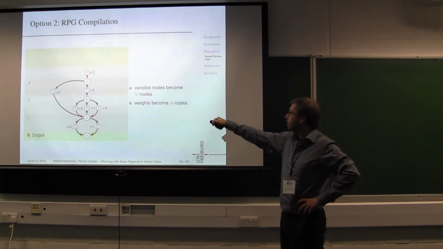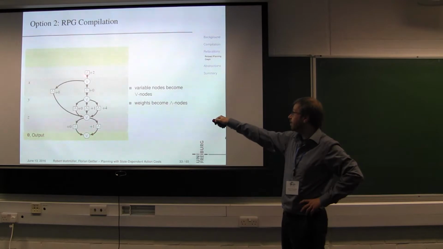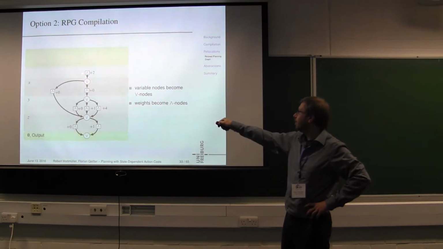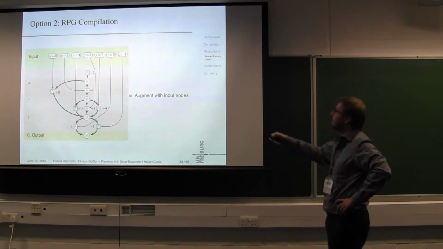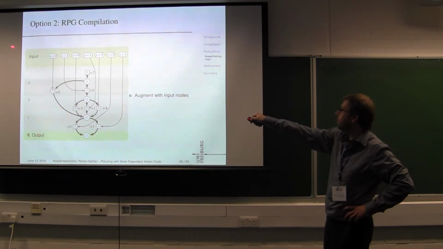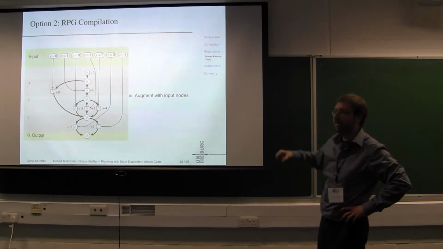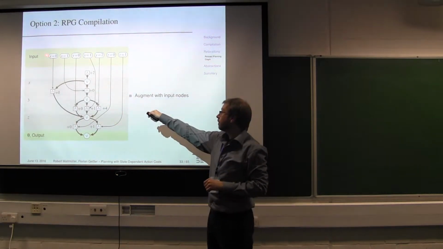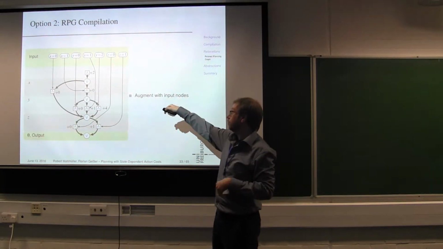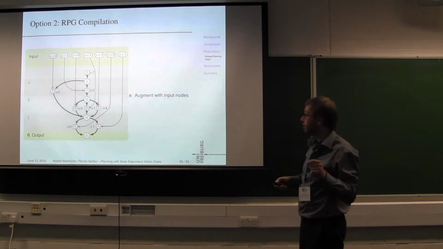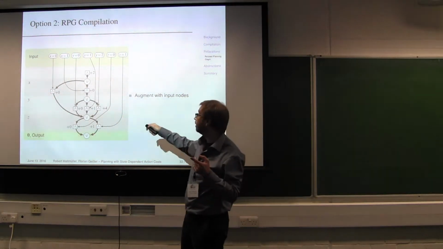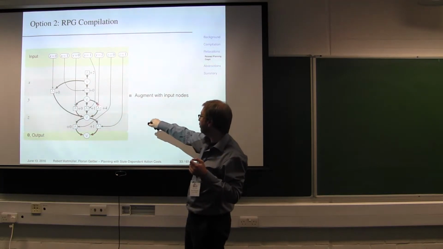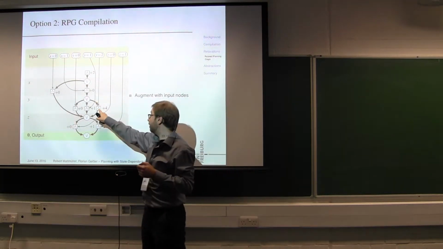The variable nodes, or the decision nodes become AND nodes. The weights become OR nodes. Decision nodes become OR nodes, weights become AND nodes. You add input nodes. These input nodes are basically the proposition nodes from the previous RPG layer. So they've already been reached. They have h values assigned to them, and you link them to where they're needed. So for example, y equals to 2. It's linked to this test of y, where we assert that y has value 2.